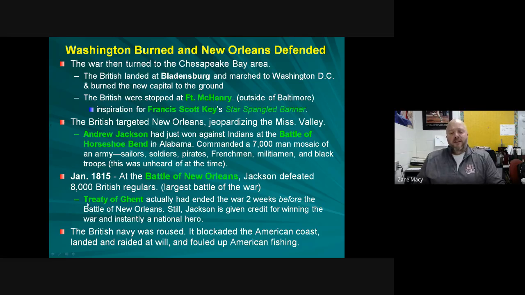But if you look down here at the sub-bullet, Jackson, you have to keep in mind at this point in history, news traveled much more slowly than it does today because of the internet, because of social media. If something happens on one side of the world today, within a matter of minutes, it's posted on the internet and people know what's going on the other side of the world. It didn't work like that in 1815.